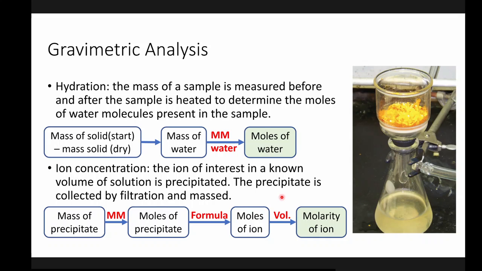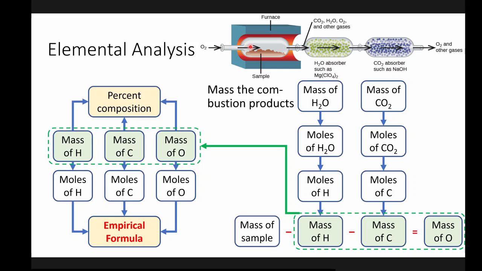From the mass of that water, you can get moles. From the moles of water, you can get moles of hydrogen. And so that allows you to calculate the mass of hydrogen in your original compound. The second chamber has a carbon dioxide absorber, such as sodium hydroxide. Again, you measure the mass of the sodium hydroxide before, the mass after. That allows you to calculate the mass of carbon dioxide. From that, you get the moles of carbon dioxide and the moles of carbon, which gives you the mass of the carbon in your original sample.